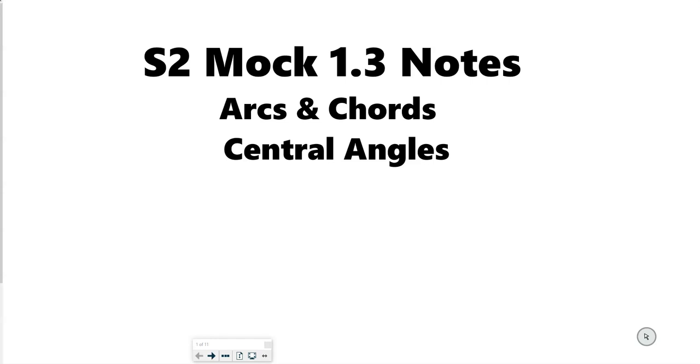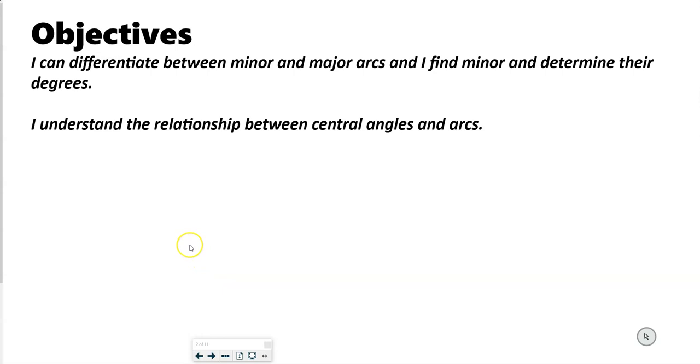So in the video today, we are going to talk about arcs and chords and central angles. So our objectives are that you can differentiate between minor and major arcs and find minor arcs and determine their degrees, and to understand relationships between central angles and arcs. Really, we want to find arcs and find their measures in degrees.